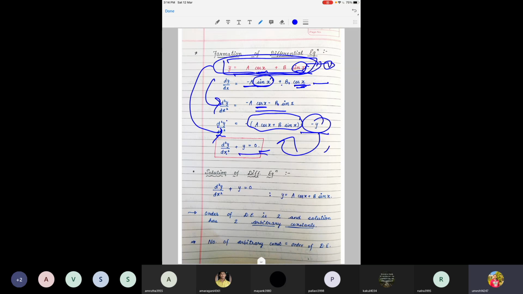Okay, so now we have the solution of differential equation. Like what do we mean? Like we have these two constants a and b. हमें इनकी value निकालनी है.